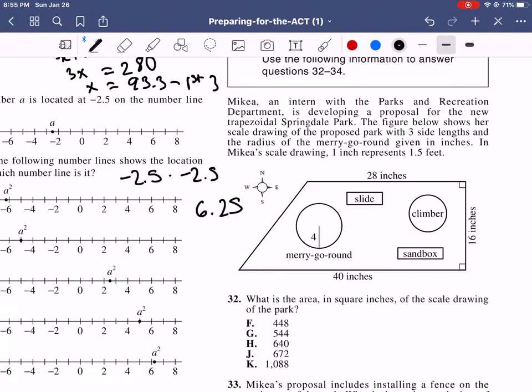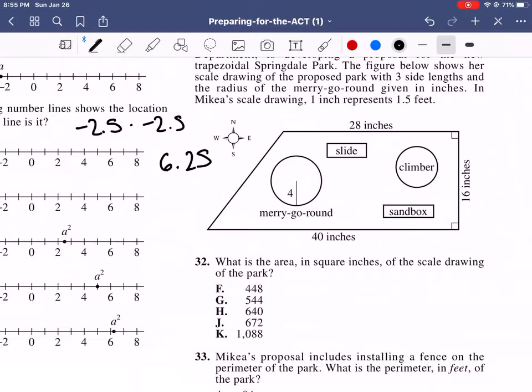Micaiah, an intern with the Parks and Recreation, blah, blah, blah. Just know that 1 inch is 1.5 feet. In the park, what is the area of the park of the scale drawing?